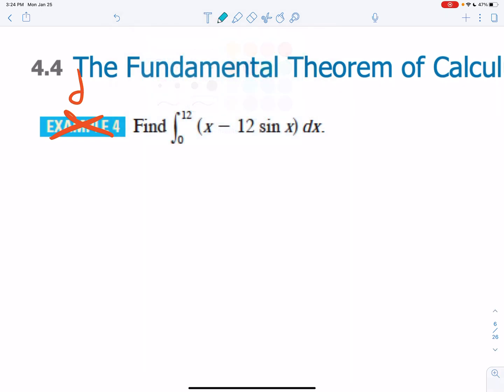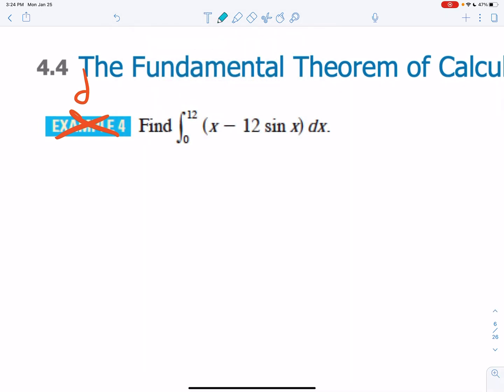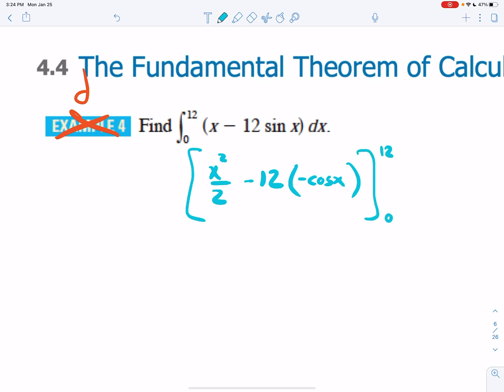Okay, here you would integrate. So the integral of x is x squared over 2. Minus the 12 is just a coefficient, so I'm just going to bring that down. The integral of sine is negative cosine, okay? This is all evaluated from 0 to 12. Watch out for that integral. A lot of people get that mixed up, okay?